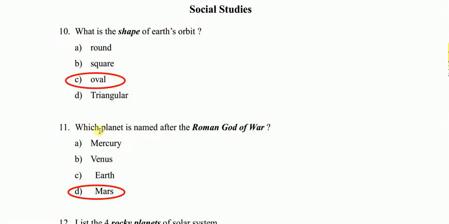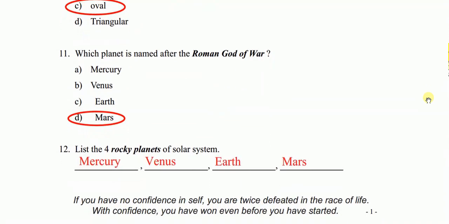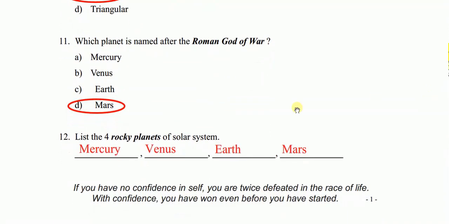So, number 11, which planet is named after the Roman god of war? So, we know that our planets have Greco-Roman names. So, which one is associated with war? Is it Mercury, Venus, Earth, or Mars? And our answer is Mars. Number 12 says, list the 4 rocky planets of the solar system. The 4 rocky planets are Mercury, Venus, Earth, and Mars.